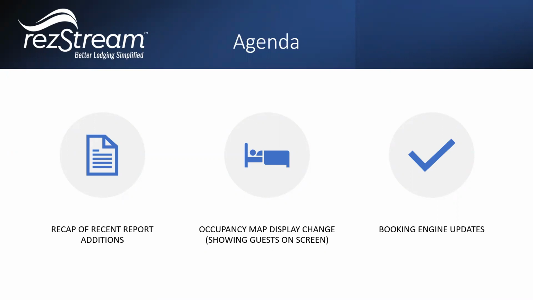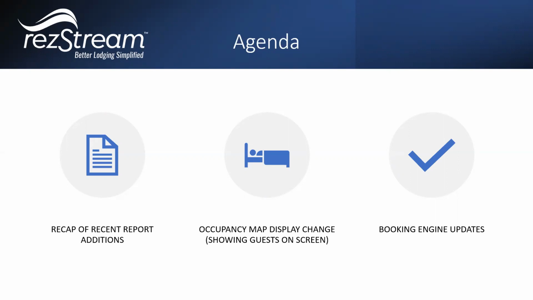So with that, let's get started. I wanted to cover the recap of the recent report additions. That should be pretty quick. Then I'm going to move over to the occupancy map display change. This isn't really new, but we still get a few questions, and I just want to make sure everybody's aware of it. And then finally, we'll cover the new booking engine update.